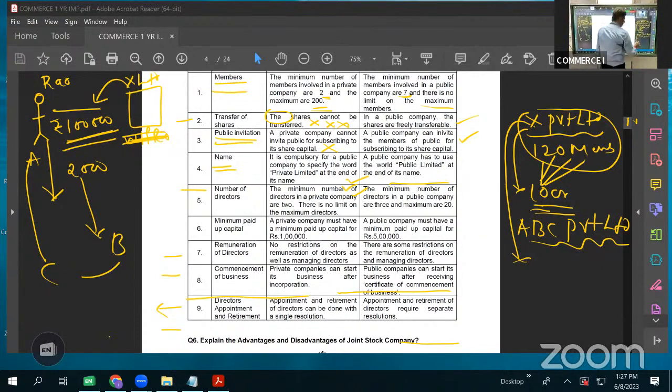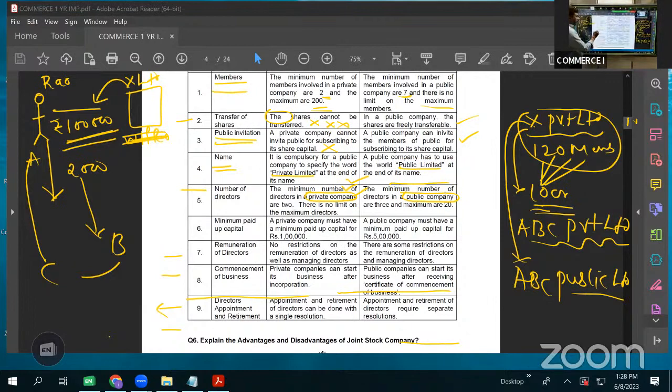Suppose I write ABC public limited, then it becomes what? It becomes a public company. So the only thing is, if it is a private company, we write the word private. If it is a public company, we write the word public. Private limited, public limited. Right?